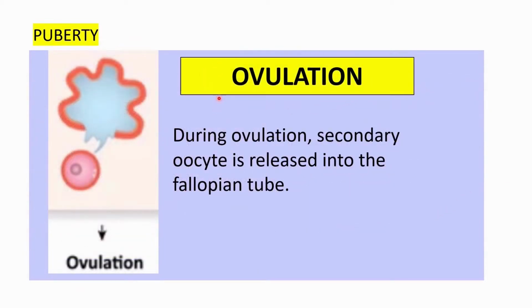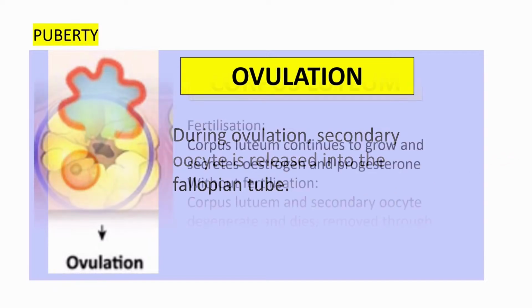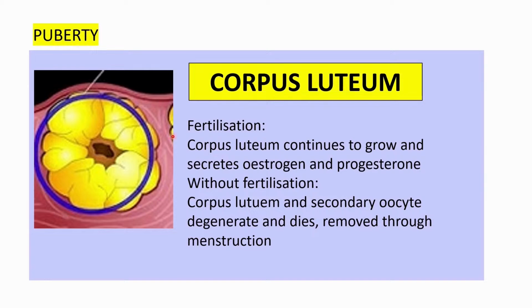So during ovulation, the secondary oocyte is released into the fallopian tube. So what happened to the follicular cells? The follicular cells that are left will develop into the corpus luteum. This corpus luteum will continue to grow and secrete estrogen and progesterone if fertilization takes place. If this doesn't take place, this corpus luteum and the secondary oocyte will degenerate and die, and lastly be removed through menstruation.